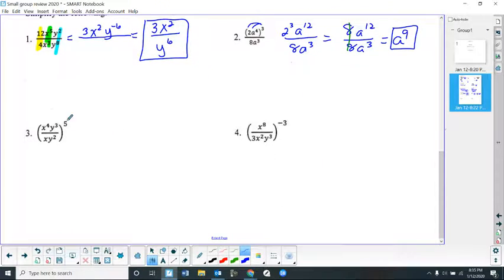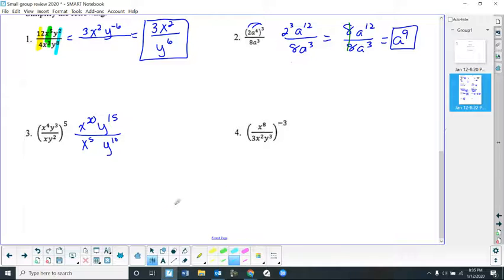Okay, number 3. This 5 has to go to everything. So when it goes to everything, I get x to the 20th, because power over power you multiply. Y to the 15th, power over power you multiply. Give it to the bottom, x to the 5th, y to the 10th.